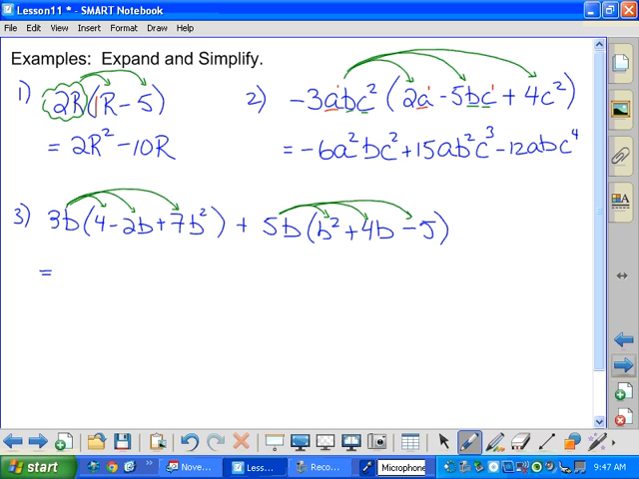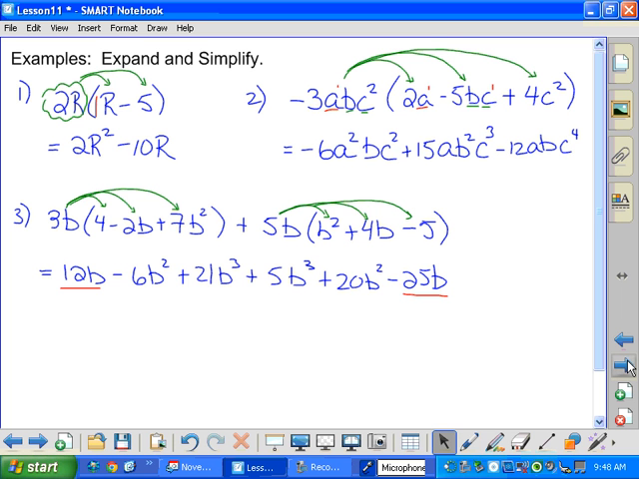So it's just a monomial distribution. So we end up with 12b minus 6b squared plus 21b cubed plus 5b cubed plus 20b squared minus 25b. So I said already that like terms are terms that have the exact same exponent or same variable. So for example, I'll put one underline under the b. So I'm looking for every term that has a b in it. So there are two of those. So I would collect those together.